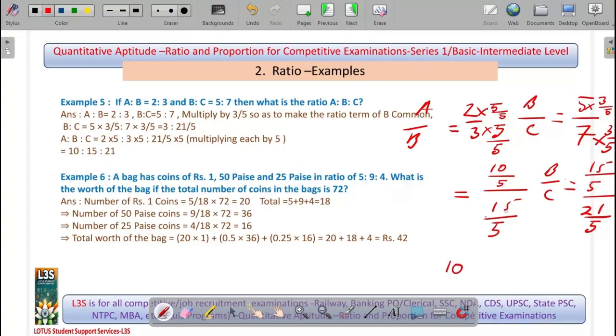We can write the ratio 10 is to 15 is to 21. This is the way we have to do this kind of problem.